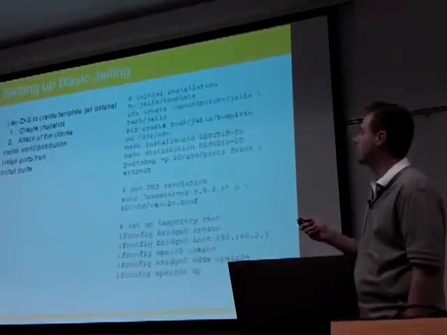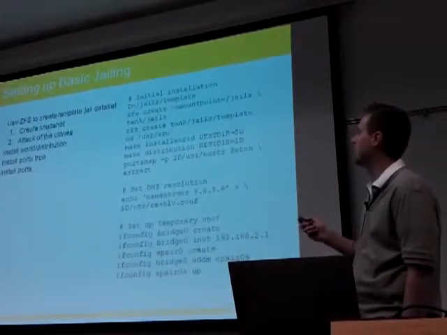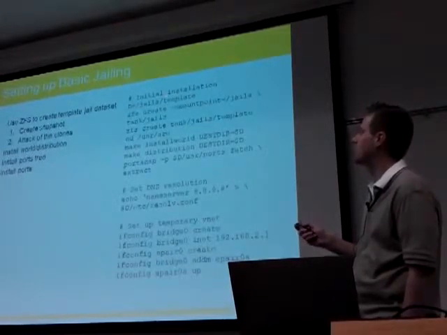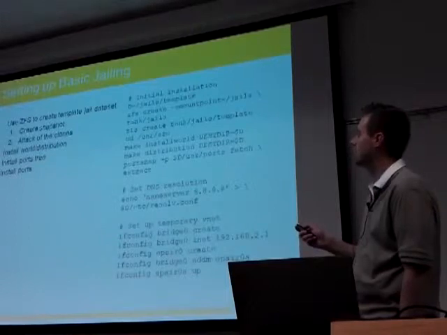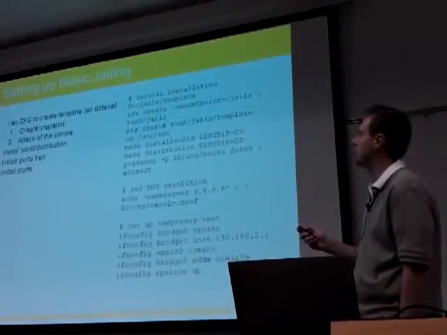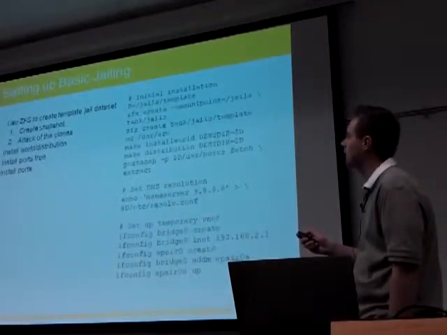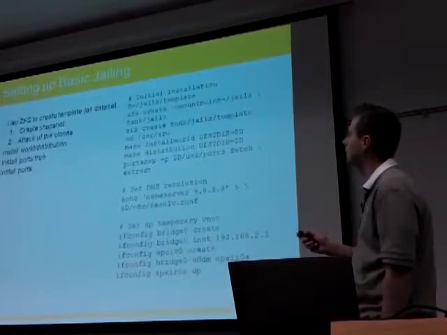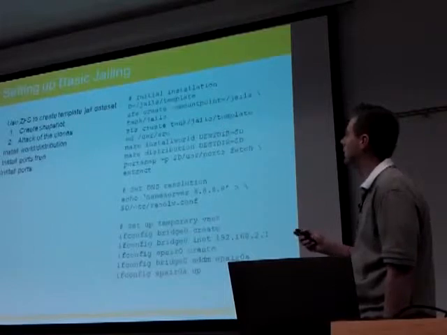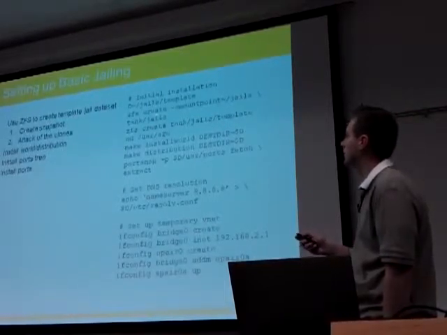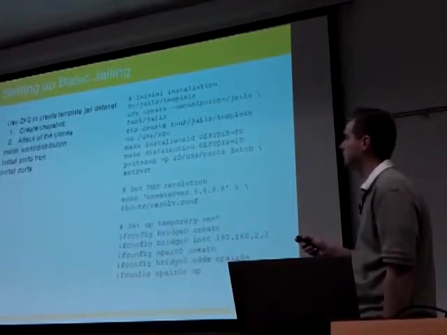This first command here is just setting a variable to hold the path of where our template jail is going to reside on the file system, just to make it easier on the eyes. Then this command creates the parent dataset for our template jail, or for all of our jails. And this right here, zfs create tank/jails/template, actually creates the dataset for our template jail.